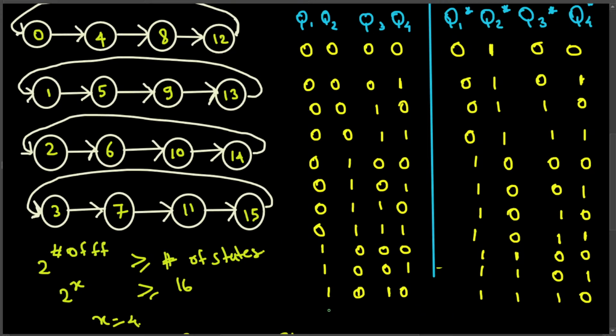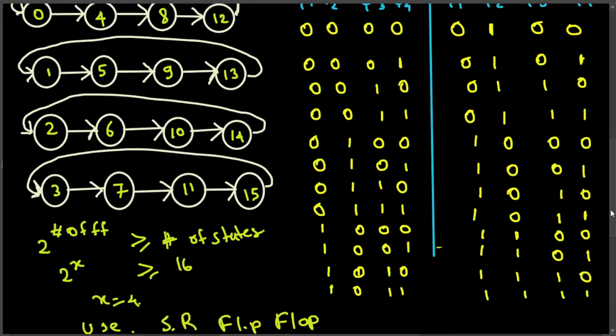Let's look at 11. 11 is 8 plus 3, so 1 0 1 1. Next state is going to be 15, that is 1 1 1 1. And we still have 4 more.